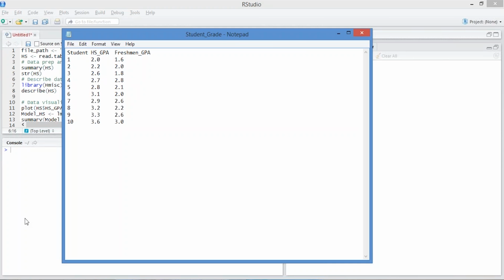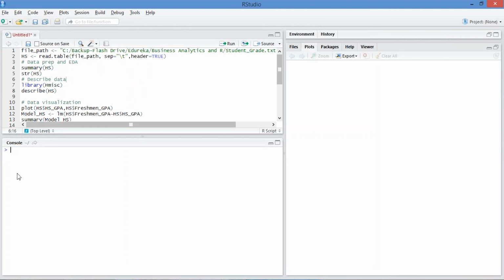Okay. So what I'm reading here is that we are trying to build a model that can predict the grade in college, which will be dependent on the grade in school. This is what we are trying to do. We are using linear regression.